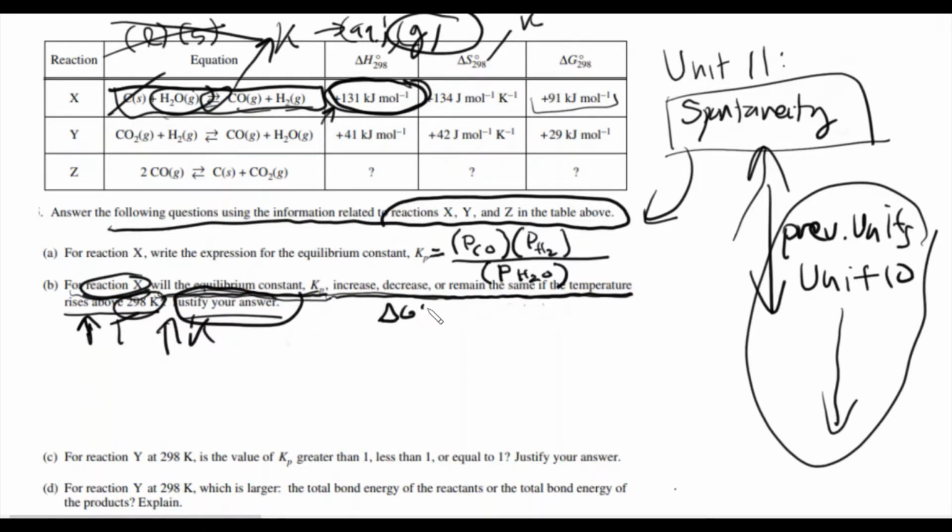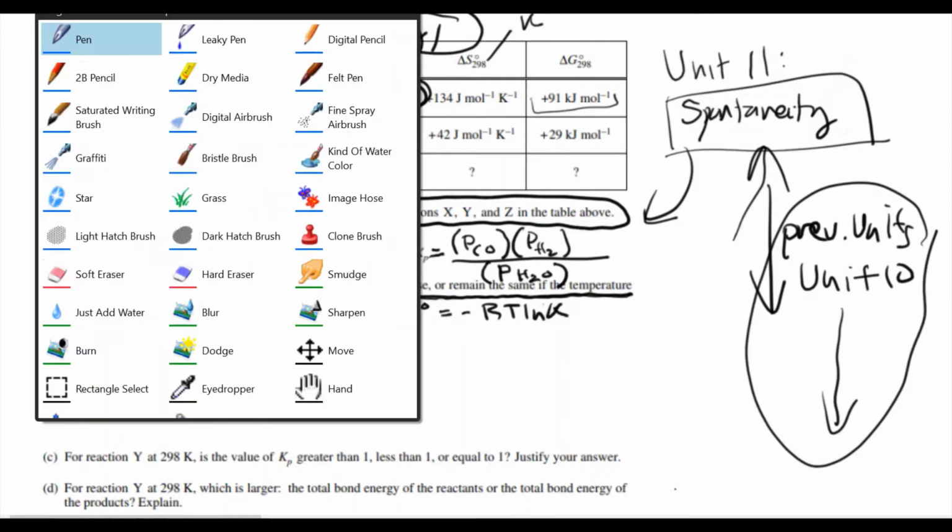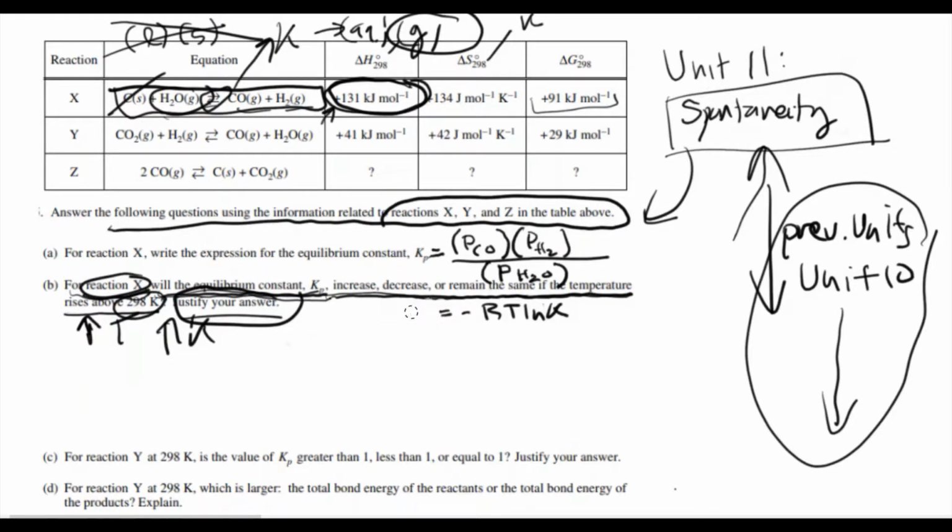We know that delta G naught is equal to negative RT ln K. But we also know that delta G is equal to delta H minus T delta S. So substitute that in, delta H naught minus T delta S naught. Now let's move things around using algebra, and we're going to kind of isolate K to see how T influences K. Divide both sides by negative RT. We will get delta H naught over negative RT minus T delta S naught over negative RT is equal to the natural log of K.